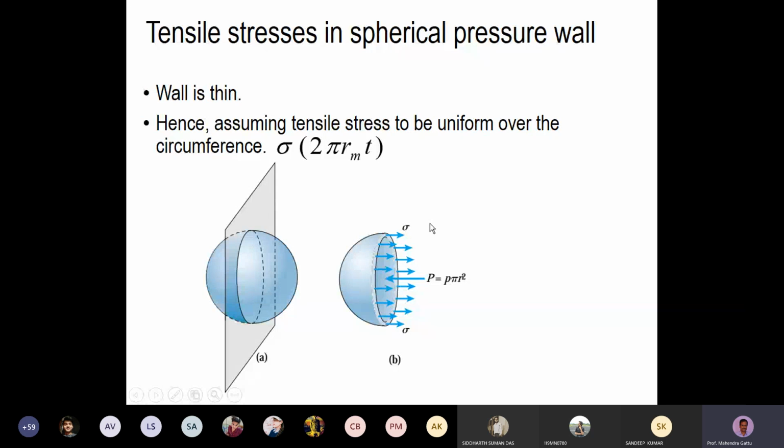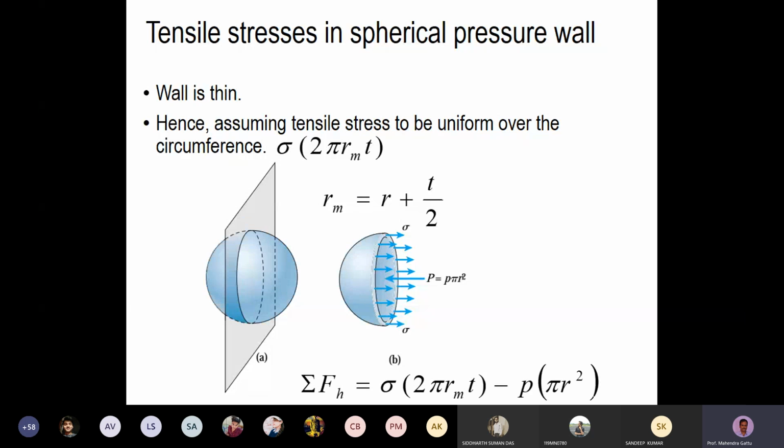So there will be the inner diameter. There are two circles actually, the interior circle and the outer circle. The average of those two radii is rm. So we can write rm as r plus t by 2, and this will be balanced by the p acting in the leftward direction.